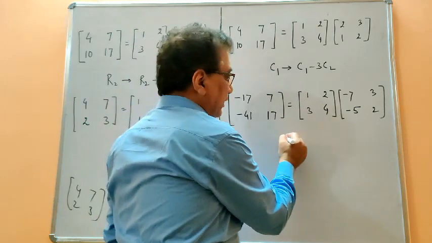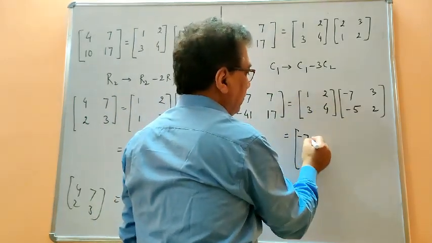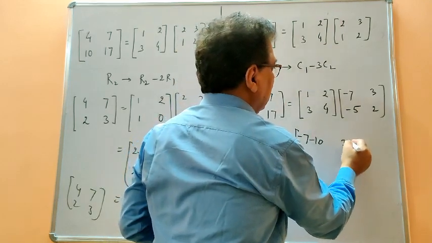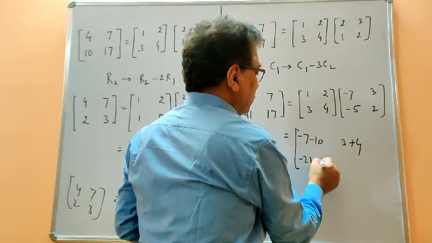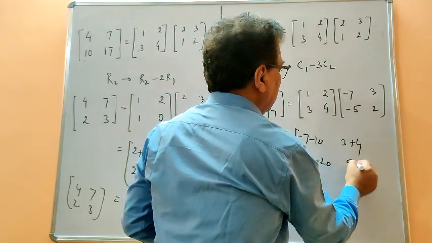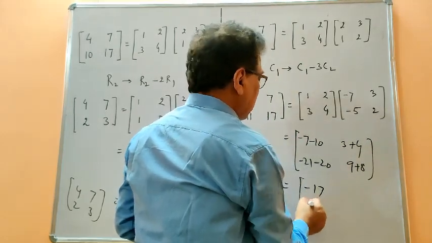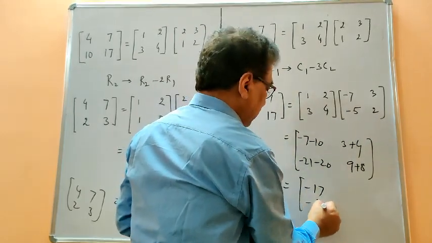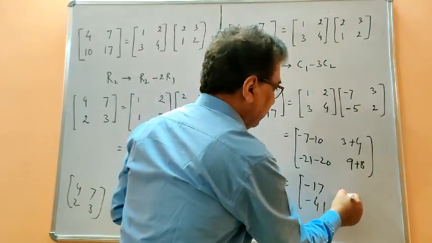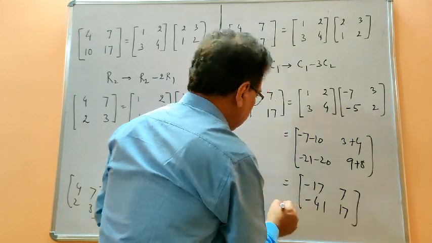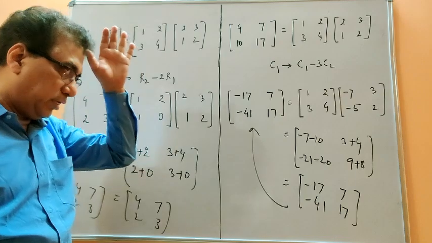And when we multiply these two, it is minus 7, minus 10, then 3 plus 4, then minus 21, minus 20, and then 9 plus 8. So after simplification, we get the left hand side matrix as you find here, minus 17, minus 41, and then 3 plus 4, 7. This is 17. This is the same as this one. Okay. And if you do it in any other order, the equality will be disturbed.